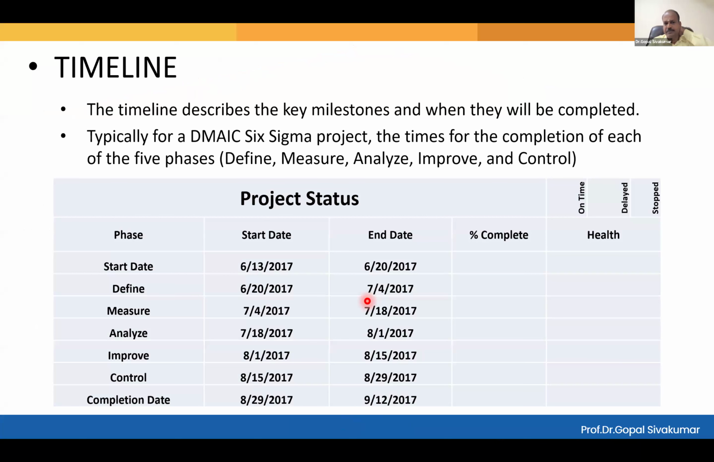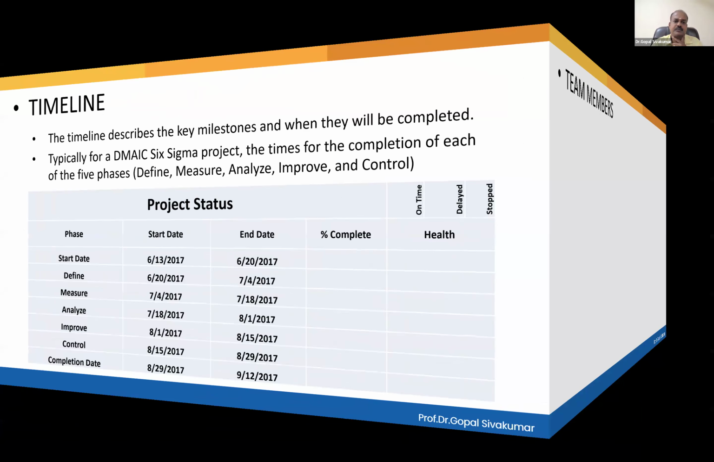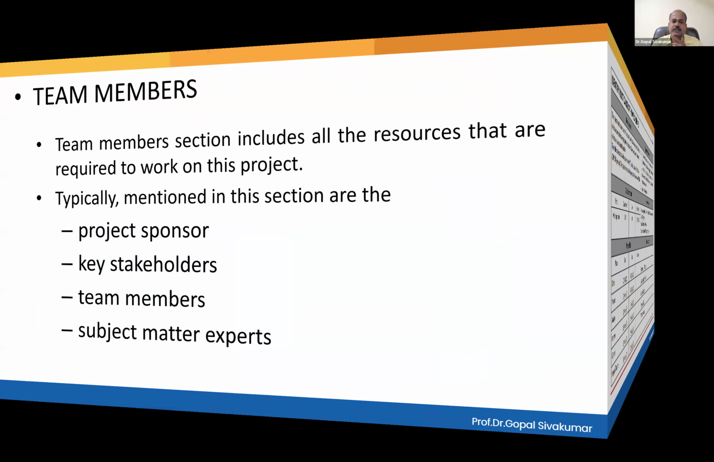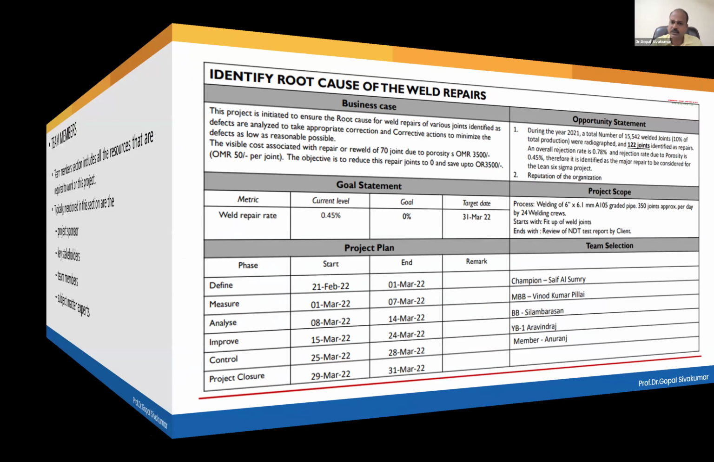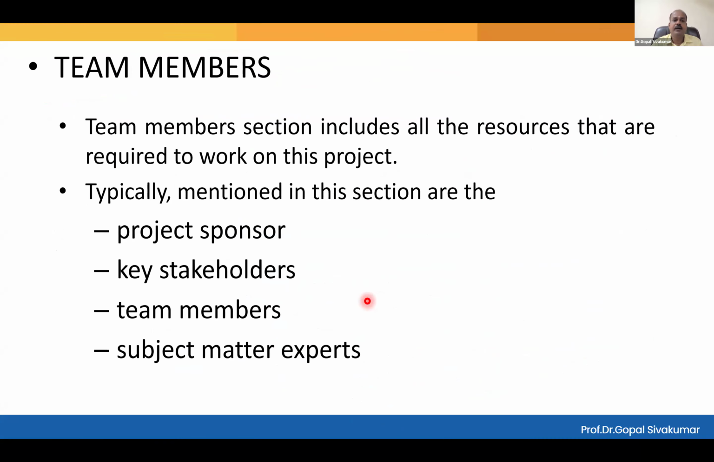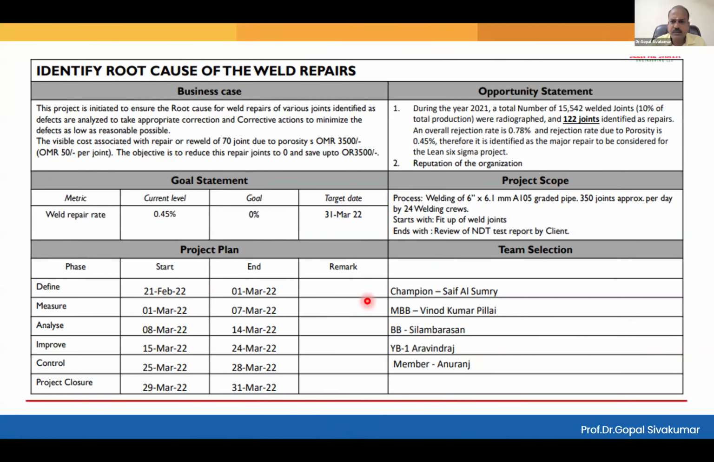So this is the timeline: define, measure, analyze, improve, and control, and then closure. Start date, end date, you can indicate. And then the team structure: sponsor, stakeholders, team members, subject matter experts. Yes, if subject matter experts are required, you can include them. And this is a kind of project charter done by one of our master black belts, Mr. Vinod Kumar Pillai. You can see him here, right?